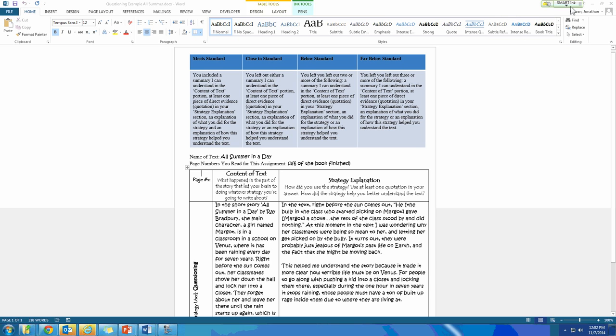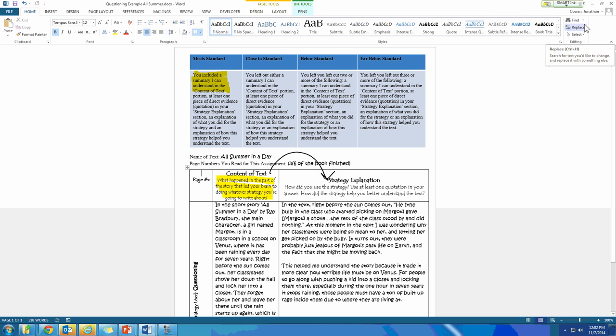To start, you need to include a summary in the content of text portion, which is nothing new. That's right over here. Remember that you're only summarizing the part of the story that led you to the strategy. You're not summarizing the part of the story that you've read overall in general. That would never fit in this little space here. Just the part of the story that led you to the strategy.